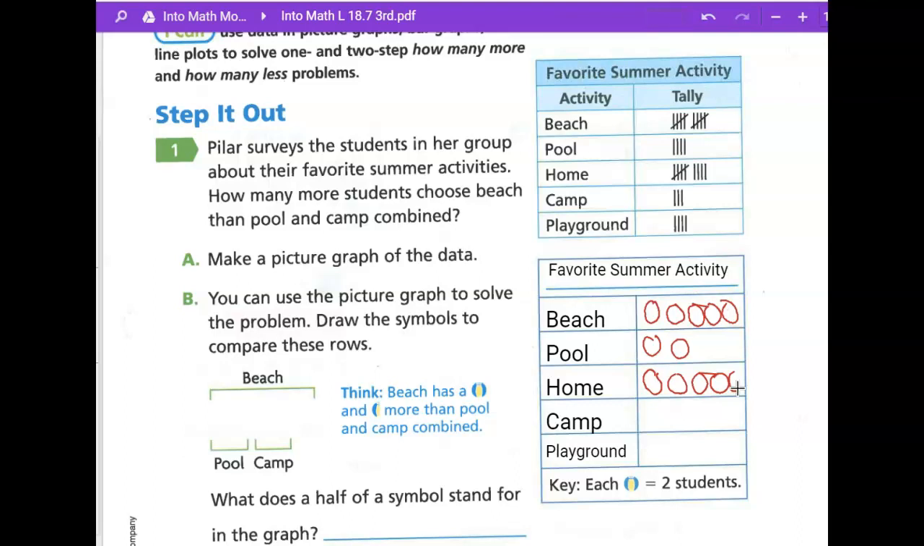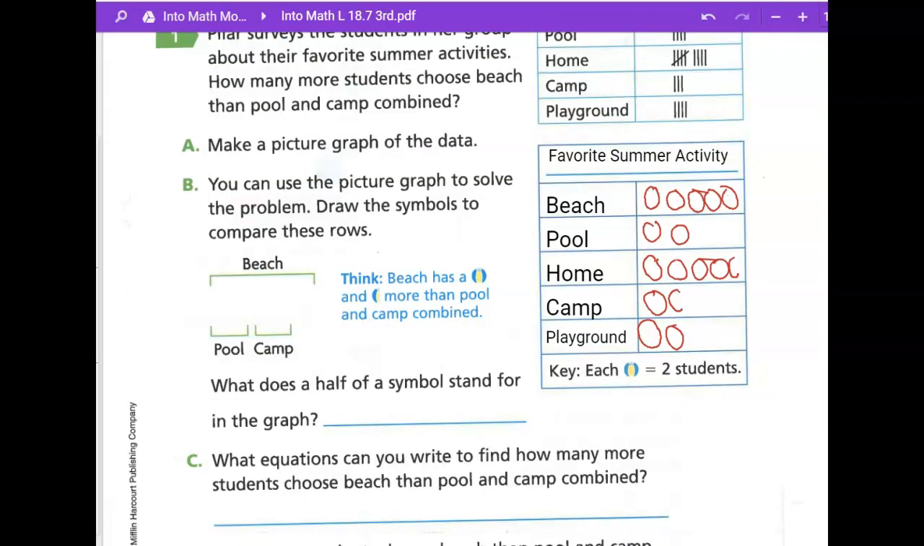And how about camp? How many are there? 3. Right? So 2 and then a half. And the playground has 4. So how many circles? 1, 2. Okay, it says you can use the picture graph to solve the problem. Draw the symbols to compare.